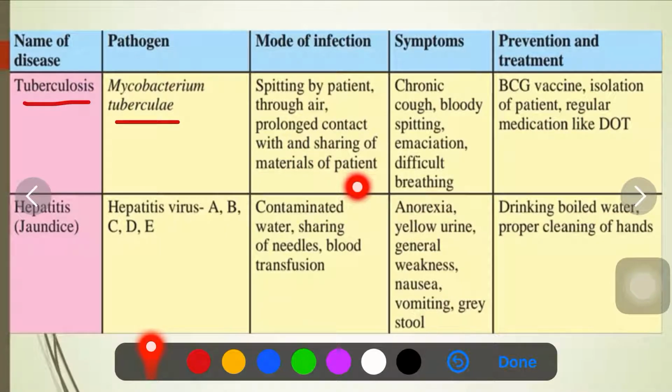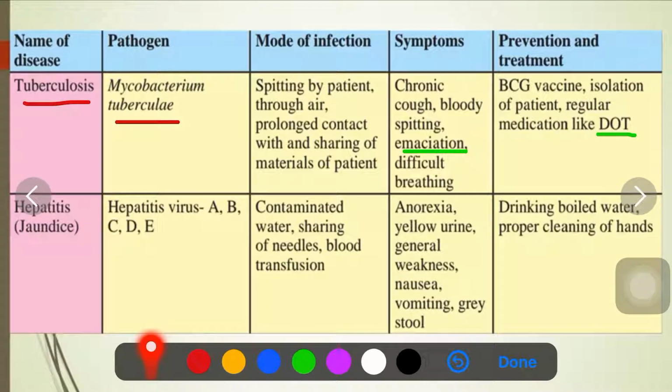Symptoms may be chronic cough, bloody spitting, emaciation, and difficulty in breathing. Emaciation means the state of becoming abnormally weak or thin. Now, its prevention and treatment. It can be prevented by taking the BCG vaccine, isolation of a patient, and regular medication like DOT, which is also freely provided by the government.